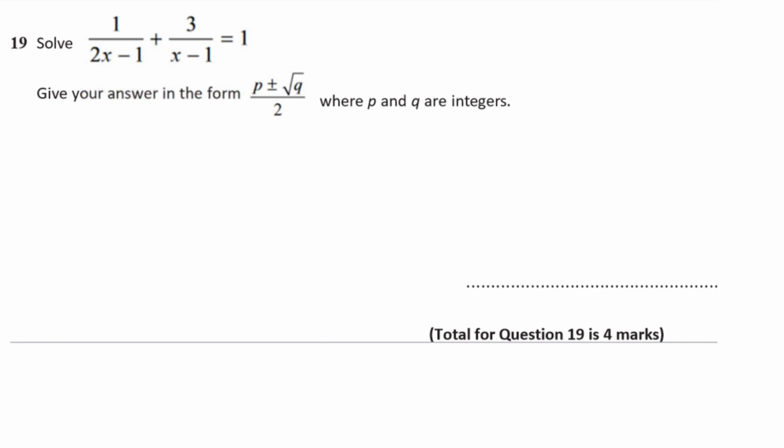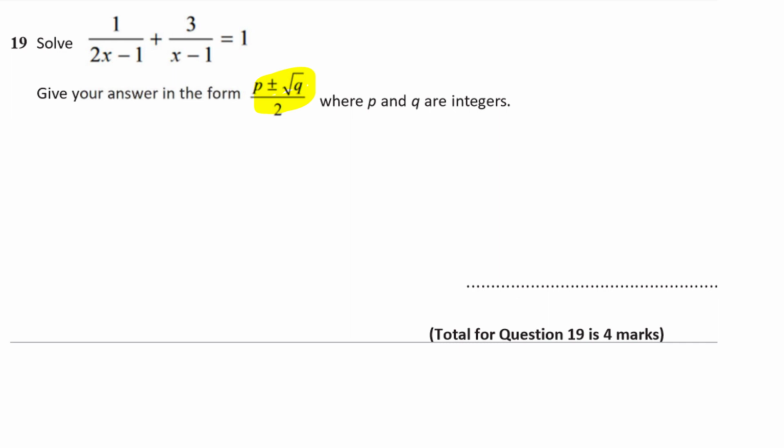Question 19. Solve 1 over 2x minus 1 plus 3 over x minus 1 is equal to 1. Give your answer in the form p plus or minus root q over 2, where p and q are integers. Well, this bit here looks a bit like the solution of a quadratic formula, doesn't it? So I imagine what we're going to do is take these algebraic fractions and combine them together, and that's going to give me some sort of quadratic that I can then go on to solve, and then I'm going to get an answer a bit like that. So that's the plan. Let's see if we can make that plan a reality.